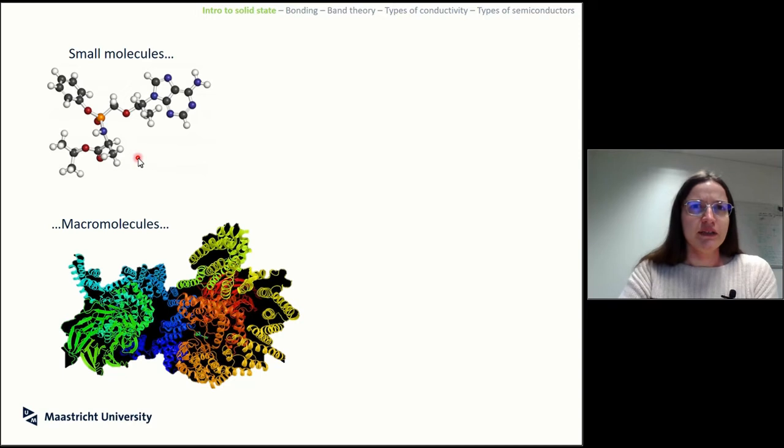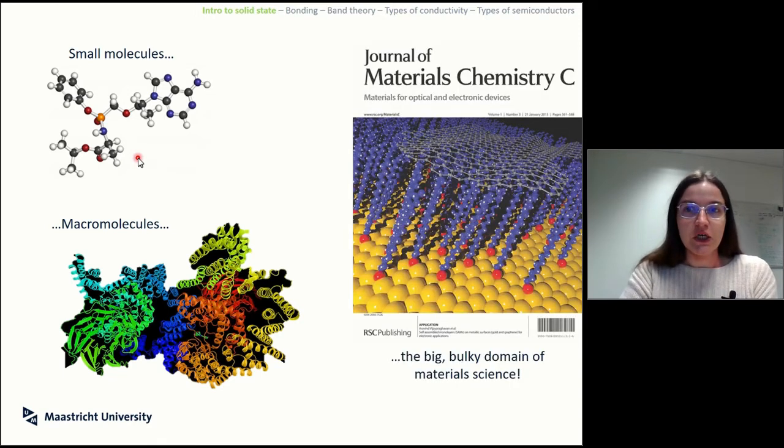But then we land into materials chemistry and solid state chemistry, and you are in a completely different business in which you cannot isolate a simple cluster of atoms to work with. You need to work with the entire material.